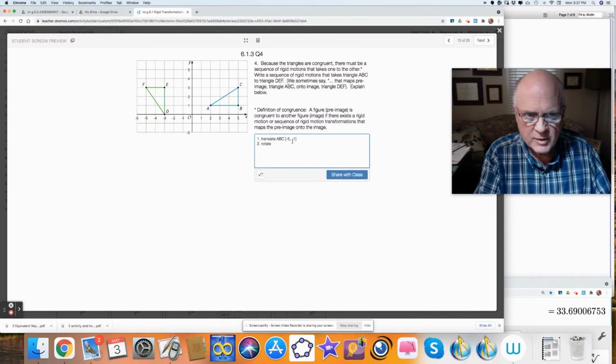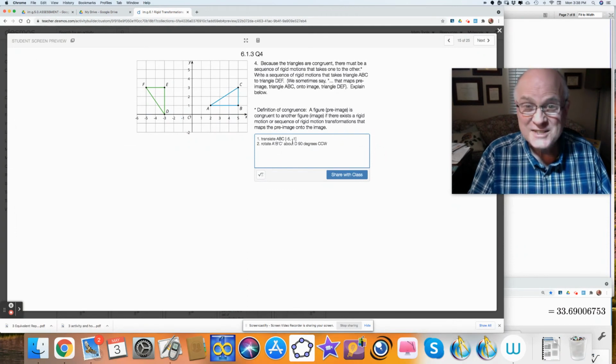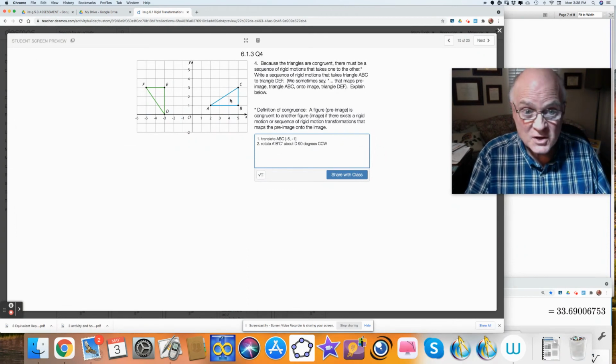the A prime, B prime, C prime about D 90 degrees counterclockwise. And that's it. That describes the rotation, that describes the transformation that will map ABC onto DEF.